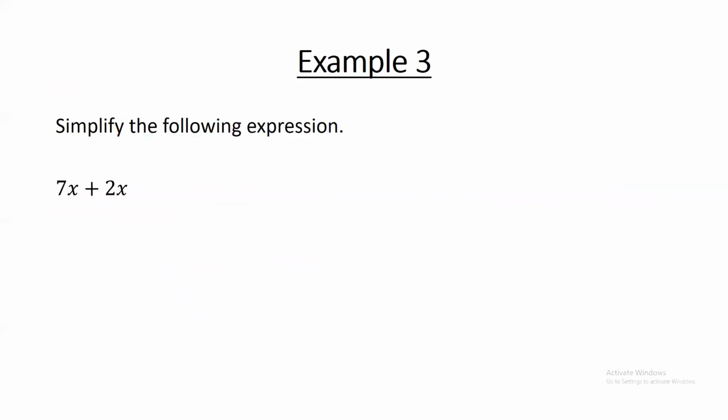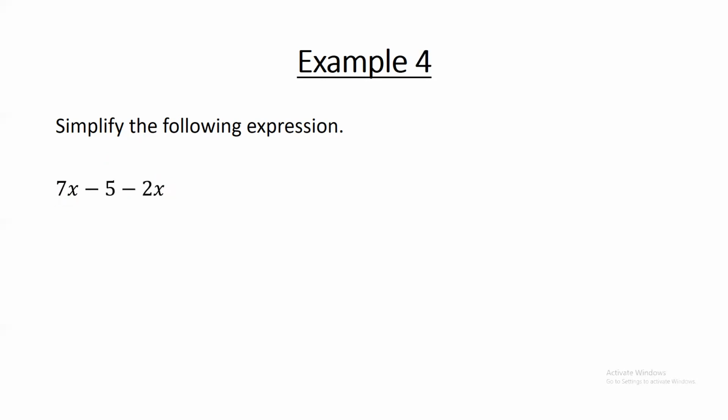So first example, 7x plus 2x. Pretty much the same as what we went over on the last slide. We have like terms, so we just add the coefficients. 7 plus 2 is 9. And we keep the letter part, the x. The answer is 9x. Let's take a look at example 4.